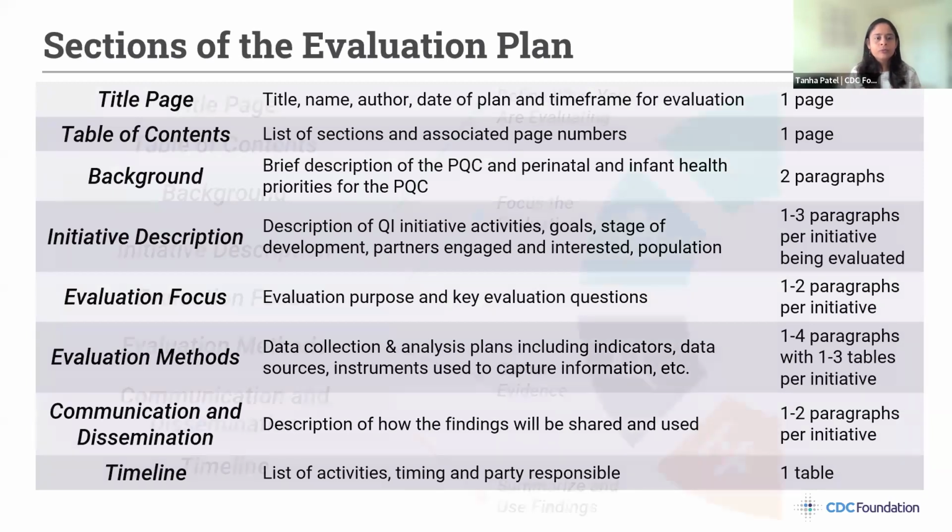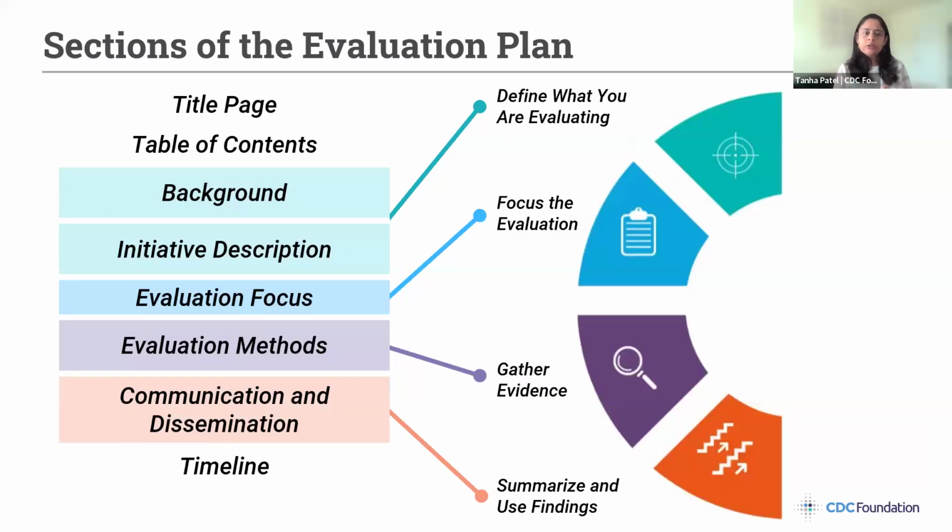Next slide, Joy. If you follow the sections of an evaluation plan, you'll have outlined your approach to accomplishing all 4 steps of doing an evaluation as shown on the slide. If you do the background and initiative description sections, that will help you complete the first step of defining what you're evaluating. The evaluation focus section of the evaluation plan will outline the focus of your evaluation. Then your evaluation method section will outline how you plan to gather evidence, and the communication and dissemination section of the evaluation plan will describe how you plan to summarize and use the findings in practice.